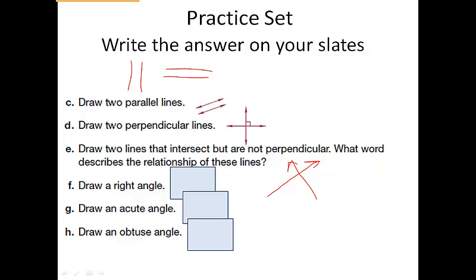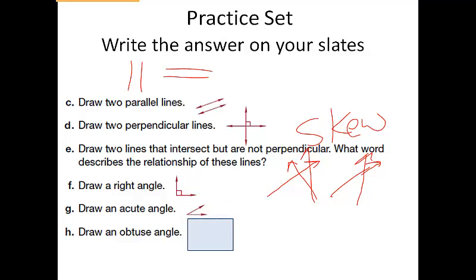Let's take that line there and make it a little more slanted. That's almost too perpendicular there. So let's do them more like that. So they're not perpendicular. What are those called? They're called oblique lines. Draw a right angle. It should look like that. An acute angle, you should have drawn looking like that. And an obtuse angle would have been that.